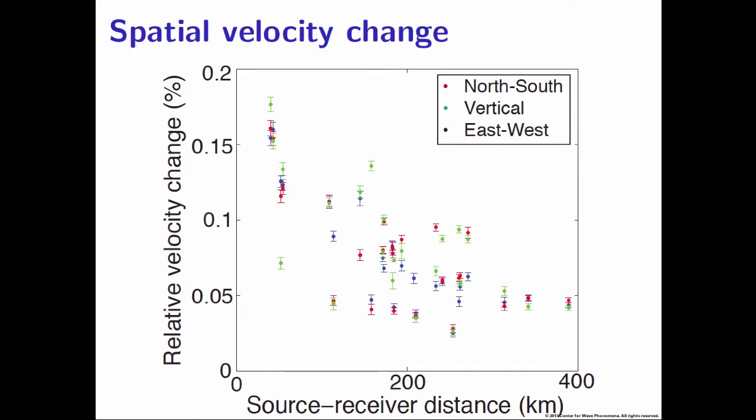But if you look at the estimated velocity changes against the source-receiver distance for each station, you see a relationship. There seems to be a decrease in the estimated velocity change for each station as we move away from the source location. This is associated with the sensitivity, which tends to decrease when your source-receiver distance increases.